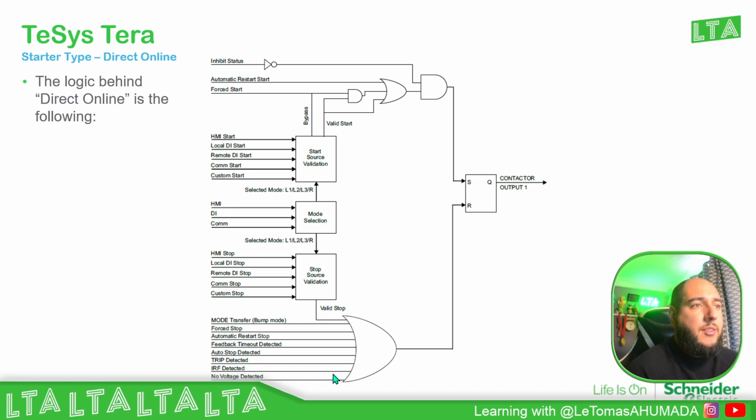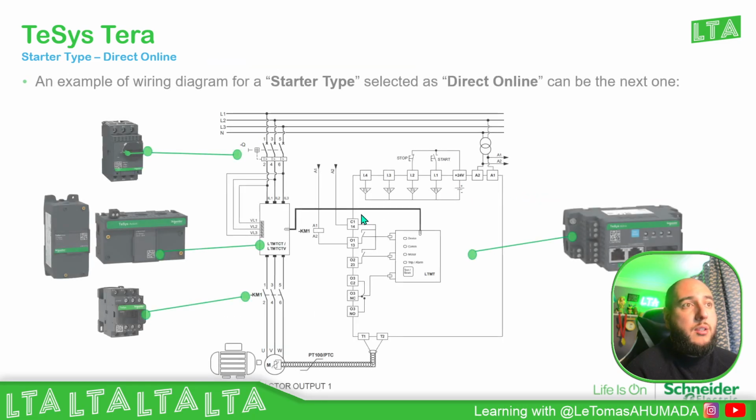Then we have different things that can cause the stop. Okay, of course, the stop signals and the different conditions for the stop in order to reset the command to open the output that we have. And this output is the one that is connected directly to the coil of the contactor, TM1.